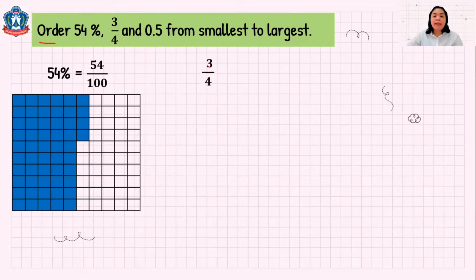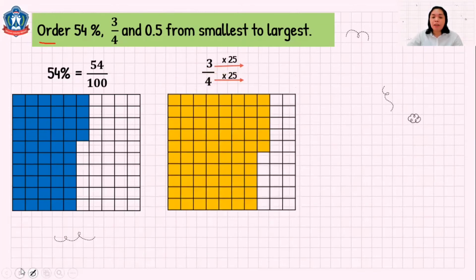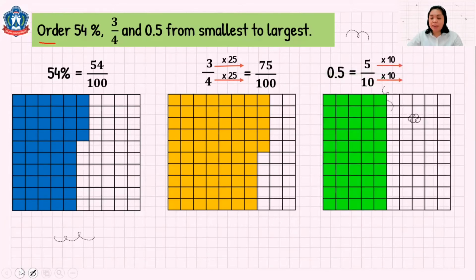Okay. When we see 3/4, let's change that into a fraction where the denominator is 100. So let's multiply by 25, and that is equal to 75 hundredths. So it's quite big. So 75 parts are shaded out of 100. When we see 0.5, that is 5/10. If we change this into a fraction where the denominator becomes 100, let's multiply by 10, and that is 50 hundredths. It means half of 100.